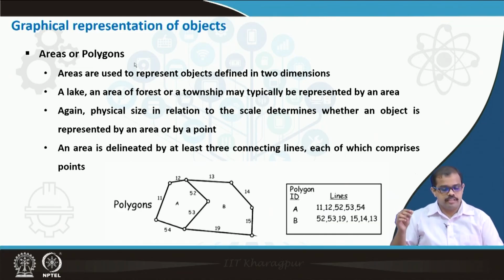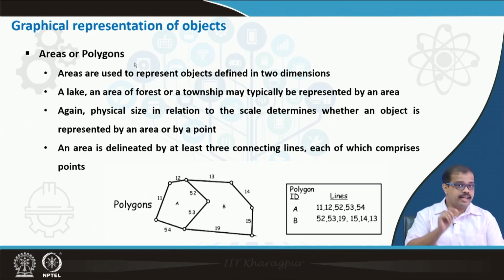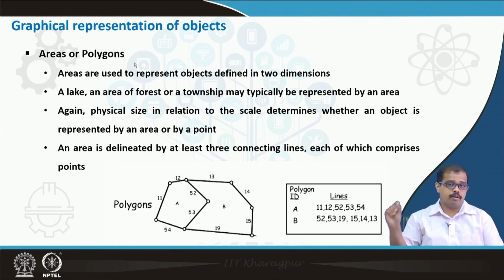An area is delineated by at least 3 connecting lines. You should have at least 3 connecting lines to make it a polygon, each of which comprises a number of points. As I said, a number of points form a line, and a number of line segments form a polygon. So, this loop has to be understood properly.